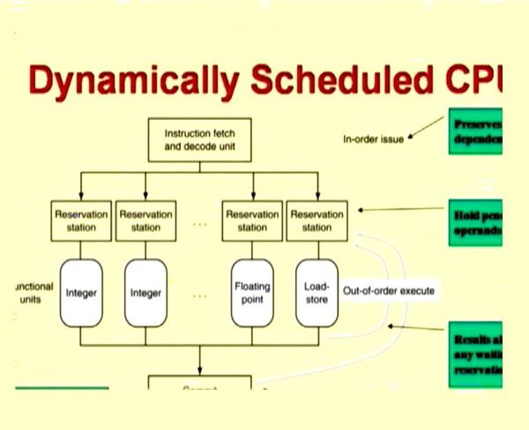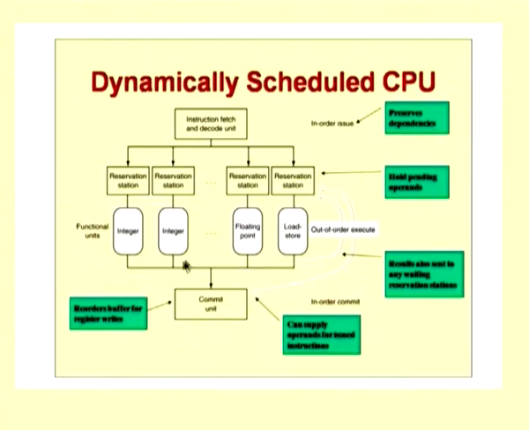Now once the values become available, let us say the load store completes, the outputs that are obtained out of these functional units will be fed back to the reservation station. So you will have a mechanism to update the reservation stations with the values once they are produced. Once they are updated, the instructions will go for execution into those different functional units, and once they complete execution, they will go into what is called a commit unit.